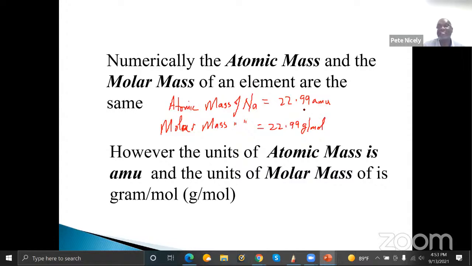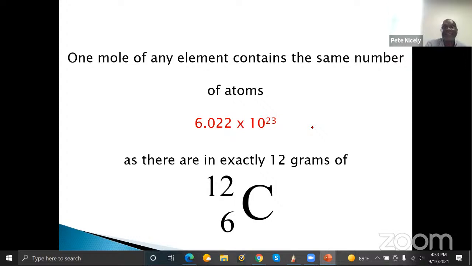So please know the difference between the atomic mass and the molar mass. Numerically, they're the same, 22.99, but the units will be different. The units of atomic mass is AMU. The units of molar mass would be grams per mole. All right, so with that said, what we have learned so far is that 1 mole of any element contains the same number of atoms as there are in 12 grams of carbon-12. And that number, of course, is Avogadro's number, which is 6.022 times 10 to the 23, all right?